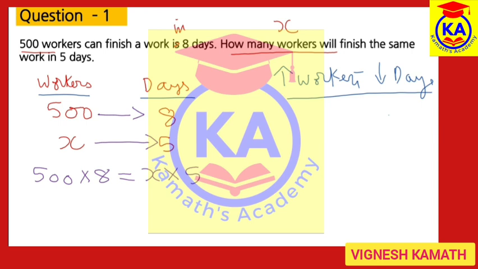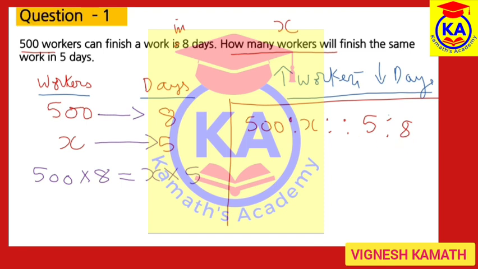Let's see the proportion method, the mathematical way of writing it. This is the short trick. Now if you write in proportion format, 500 is to x, proportion symbol. Now should we write 8 is to 5? No, workers and days are in inverse proportion, so we have to invert that. We should write 5 is to 8, not 8 is to 5. Please note, 500 is to x, proportion 5 is to 8. We are going to change it because workers and days are in inverse proportion.